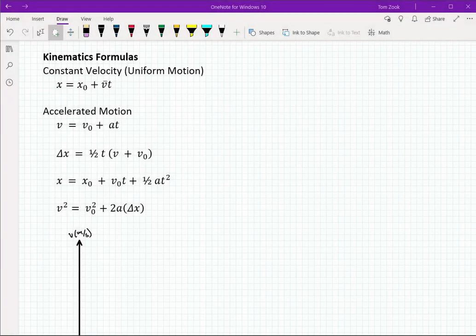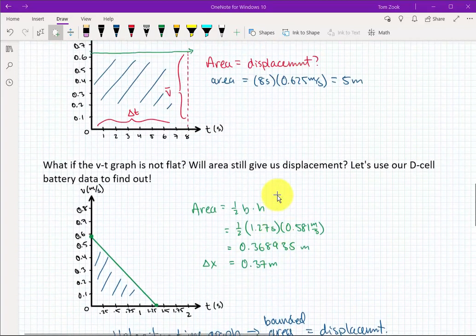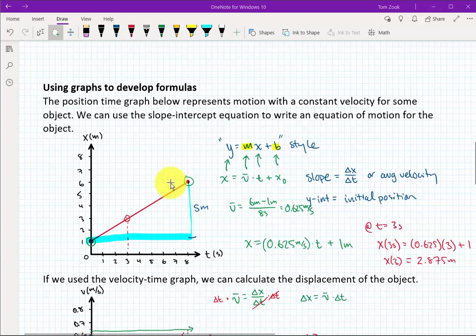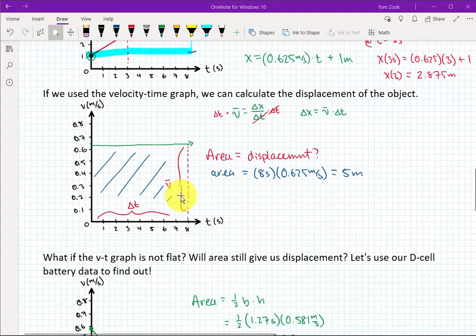Okay, here we go. Part 3, using velocity graphs to get more information and to help us develop the kinematics or motion formulas that we're going to be using quite a lot. So in the previous 2 videos, we discussed how we could get from a position graph, velocity information.